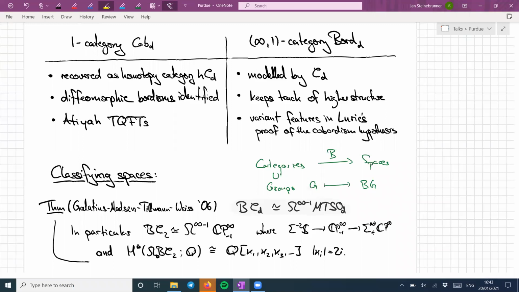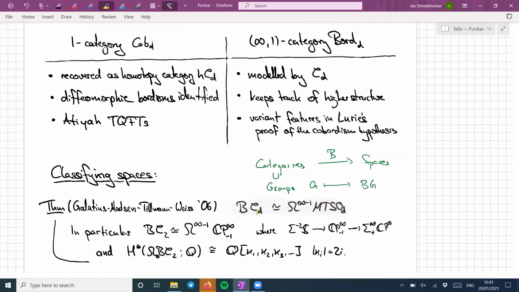These classifying spaces of bordism categories, well, for this topologically enriched one, they were computed by Galatius, Madsen, Tillmann, and Weiss, and the result is that they're equivalent to loops infinity minus 1 MTSO(d). I always think telling this to someone who doesn't know it, it's a bit of a weird theorem. You take something with 2 letters and express it in terms of something with 5 letters. But it is actually a good theorem because the thing with 5 letters on the right-hand side is just some kind of Thom spectrum that's very amenable to techniques from algebraic topology. So in a sense, on this side, you can just compute anything you might ever want to compute.